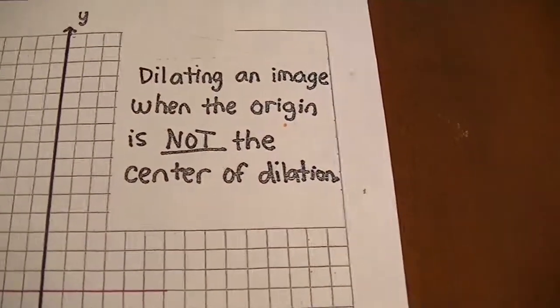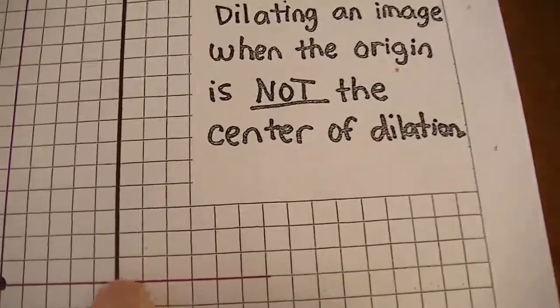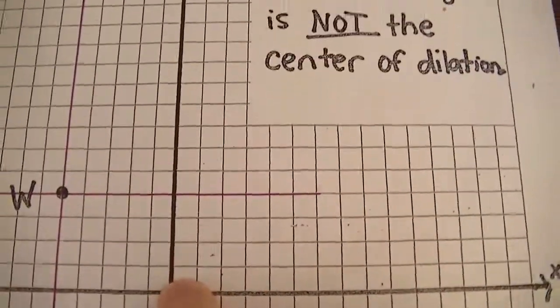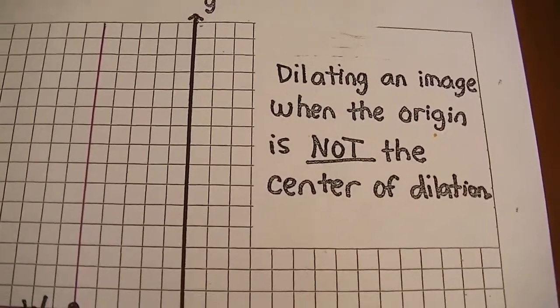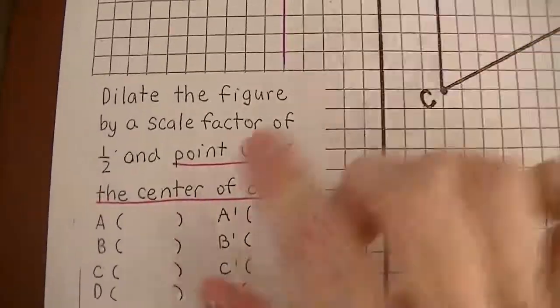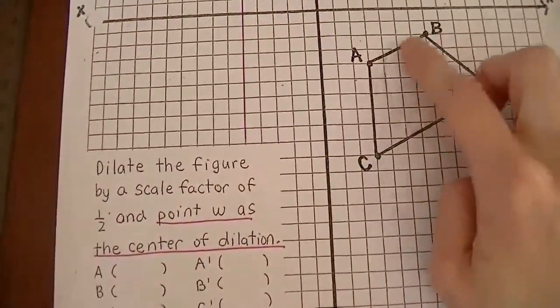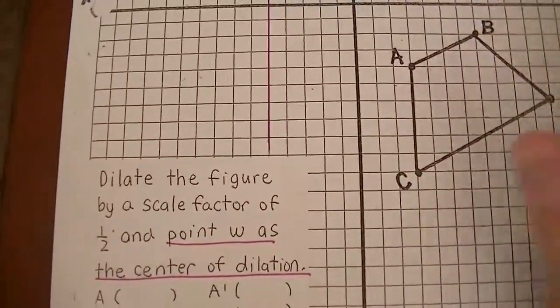So in the previous example, we talked about the origin being the center of dilation. So, you know, the point 0, 0 was the center of dilation. I'm going to show you how to dilate an image when the origin is not the center of dilation, okay? So right here is the directions. We have a trapezoid right there, which is also a quadrilateral because there's 4 sides to it.